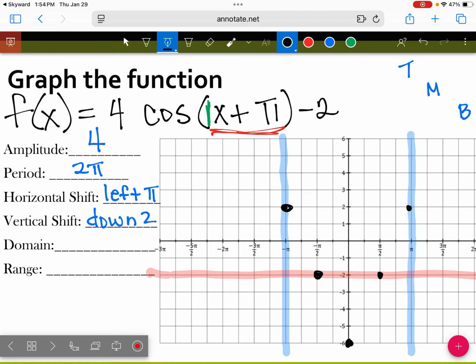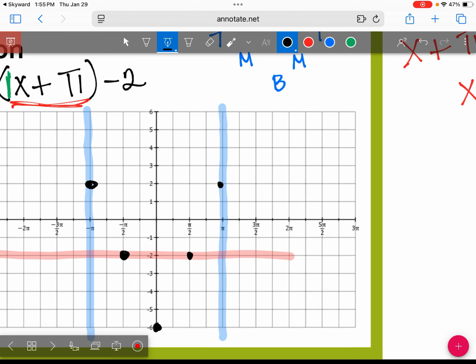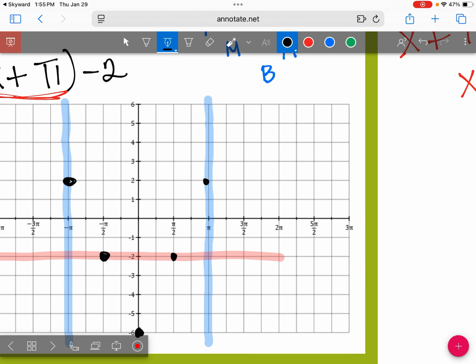So we have enough space to go left or right. This time I'm going to go to the right. Leaving off here, where do I go now? Middle. Hop 2 times, go to the middle. Hop 2 more times, go to the bottom. Hop 2 times, go to the middle. Hop 2 more times, go to the top. Go ahead and connect that out. Try to make it curve. It should not be pointed. It should be a smooth curve.